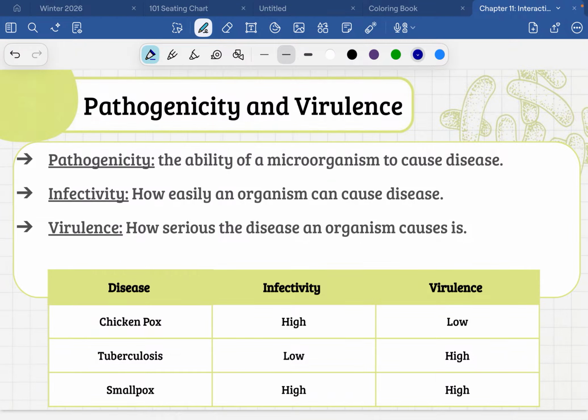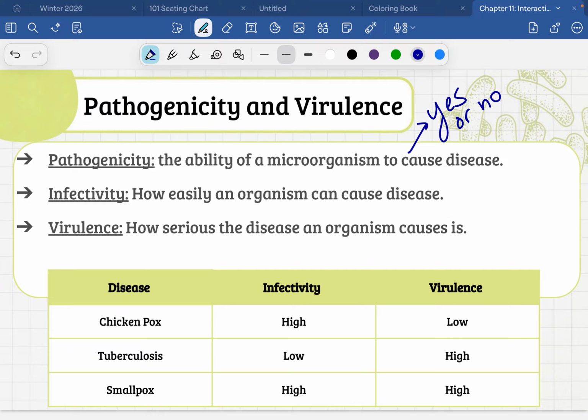Whether a pathogen is capable of causing disease or not. So this is a yes or no question. An organism is either a pathogen or not. You cannot be a little bit of a pathogen or a lot of a pathogen. It's yes or no. Is an organism a pathogen? Yes or no.